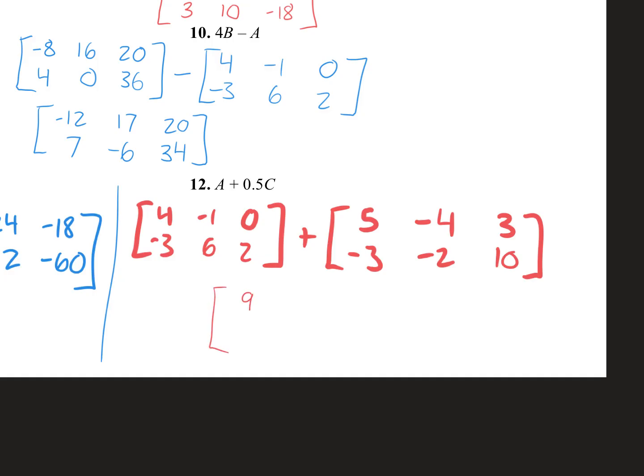4 plus 5 is 9. Negative 1 plus negative 4 is negative 5. 0 plus 3 is 3. Negative 3 plus negative 3 is negative 6. 6 minus 2 is 4. And 2 plus 10 is 12.